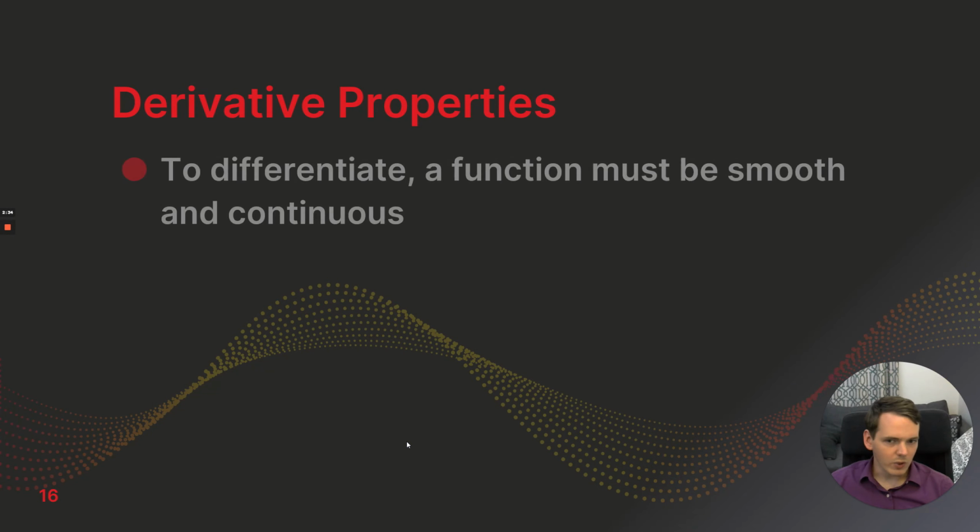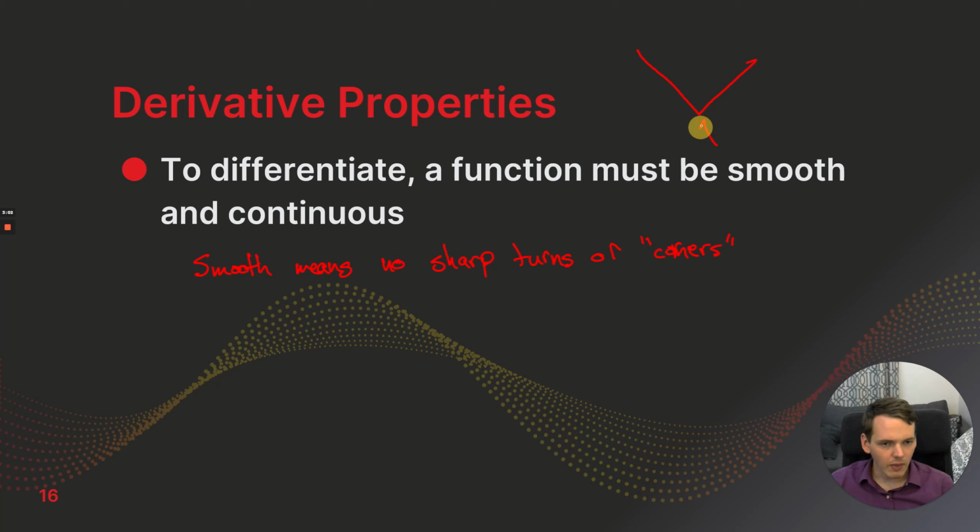Secondly, derivative property: in order to differentiate, a function must be smooth and continuous. So smooth means no sharp turns or corners on your graph. So if you've got something like the absolute value function, that's no good right here because that's a sharp corner. If you've got a parabola, that's fine because there's no sharp curves. It's just nice and smooth.